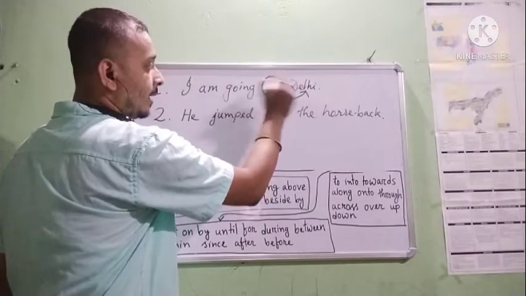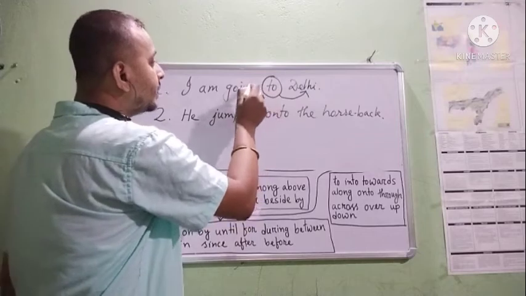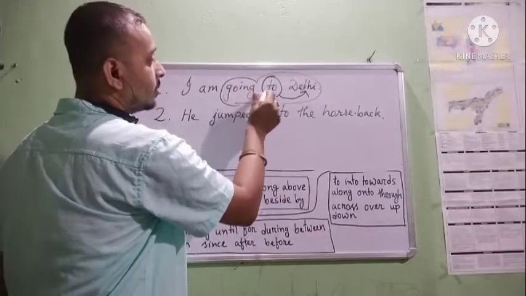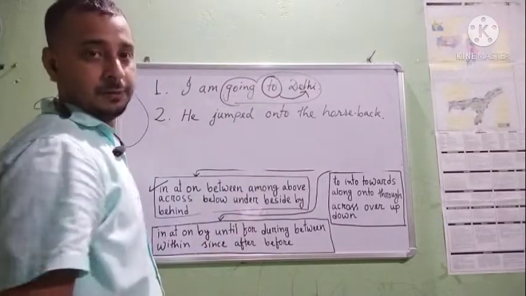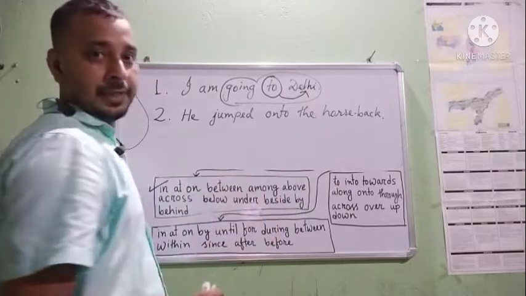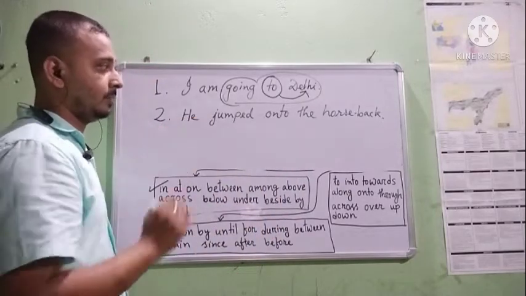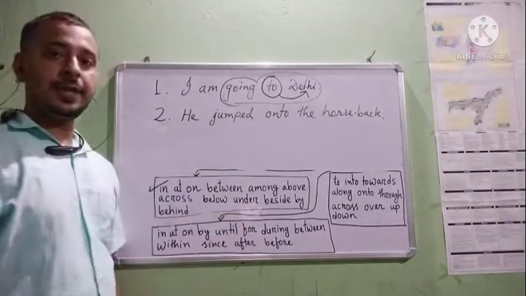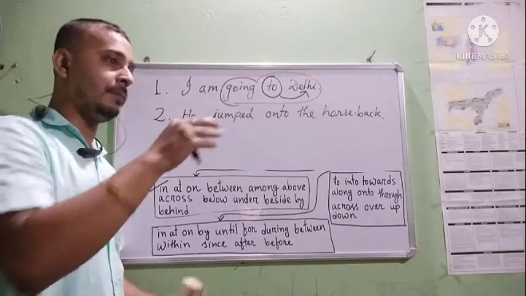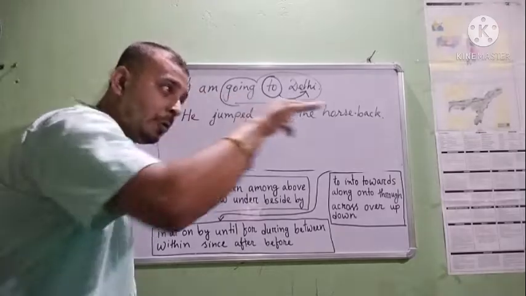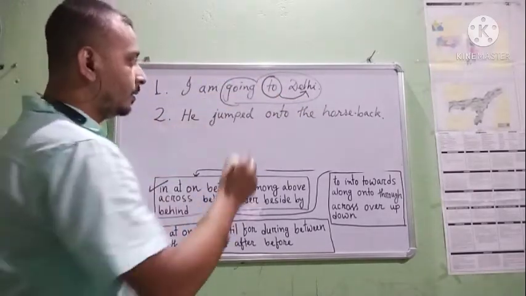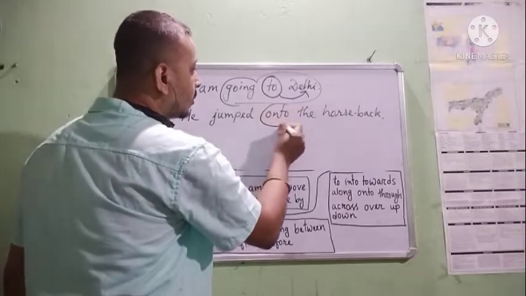And it comes before a noun. Delhi is a noun. And it is maintaining relationship between the other words. So to is a preposition. It is a directional preposition. It means direction. And now this one. He jumped onto the horseback. He jumped onto means when he was jumping, he was in motion. In which direction? Onto. So onto is also a preposition.